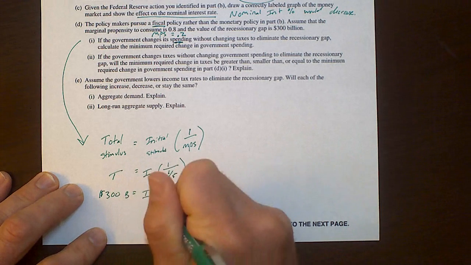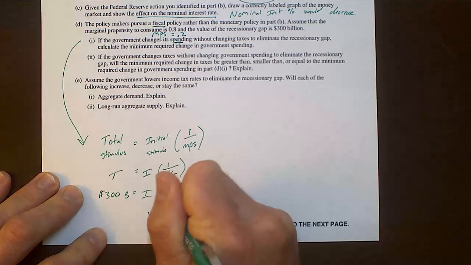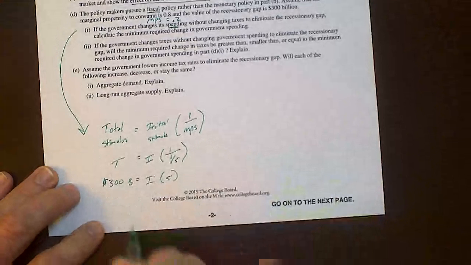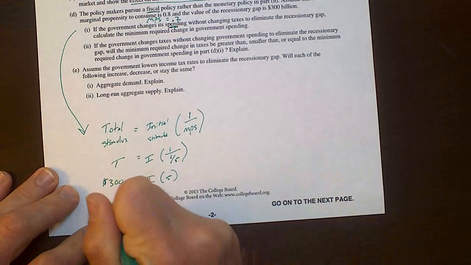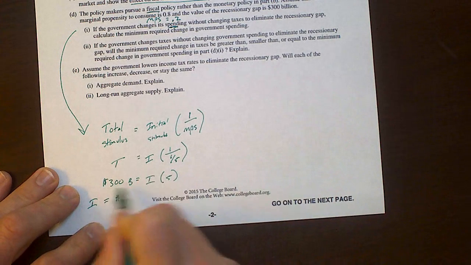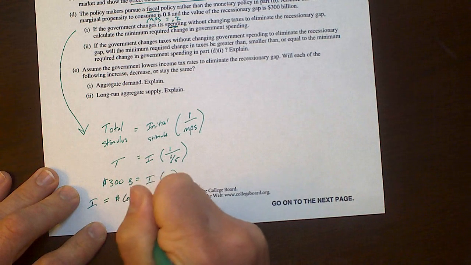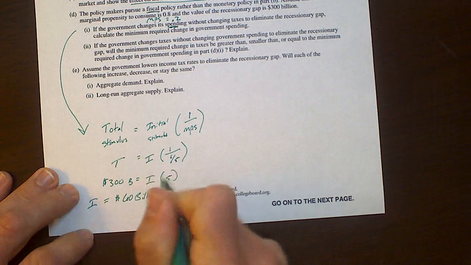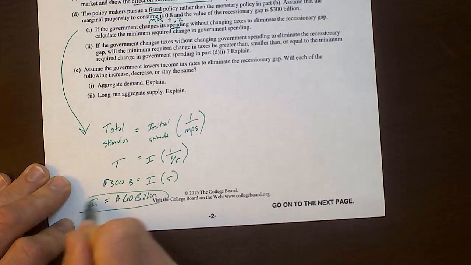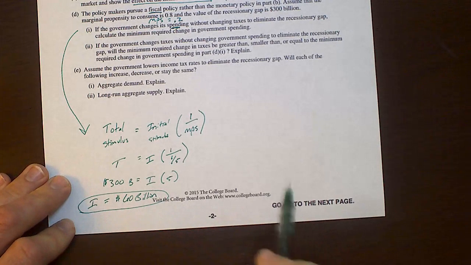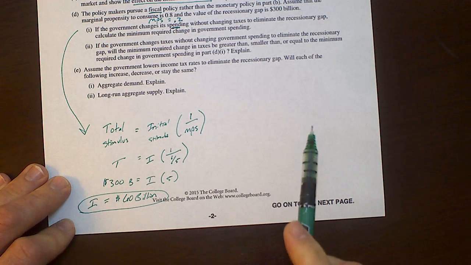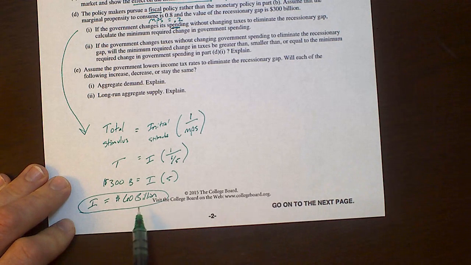300 billion is equal to the initial stimulus times 5, which means that the initial stimulus must be equal to 300 billion divided by 5, which is $60 billion. We might write that out in a sentence at the end, that the initial stimulus would need to be $60 billion.